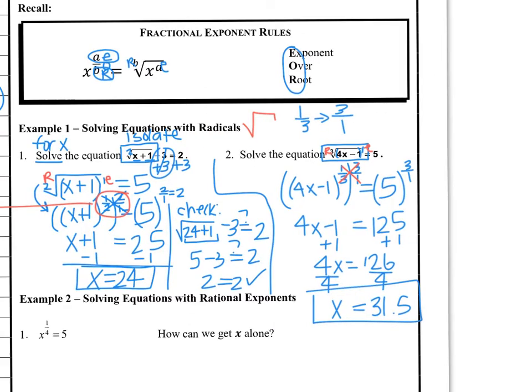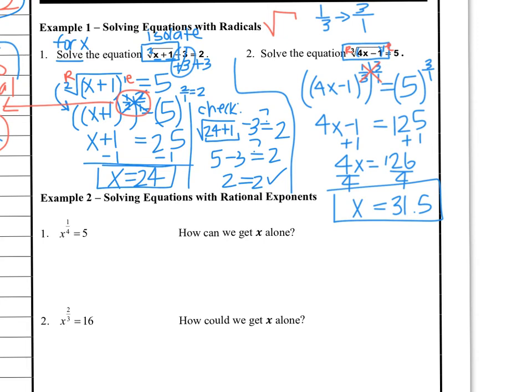Our next set of problems is going to solve equations with rational exponents, which means that we're going to have those fractions in there from the get-go. So we're going to take a look at example number 1 within this section of example 2. X to the 1/4 power equals 5. How do we get x alone?